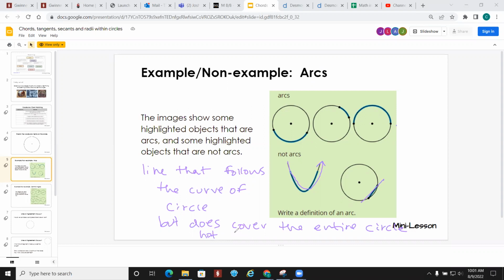Listen. It's fine. Line that follows the curve of the circle, but does not cover the entire circle. Does not cover the entire.